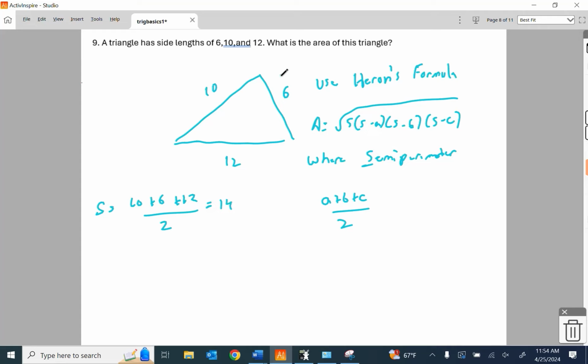A, B, and C are just these guys. You can pick any one you want. A, B, C. Why not? Doesn't really matter. It does not matter. All that matters is that things are plugged in right.